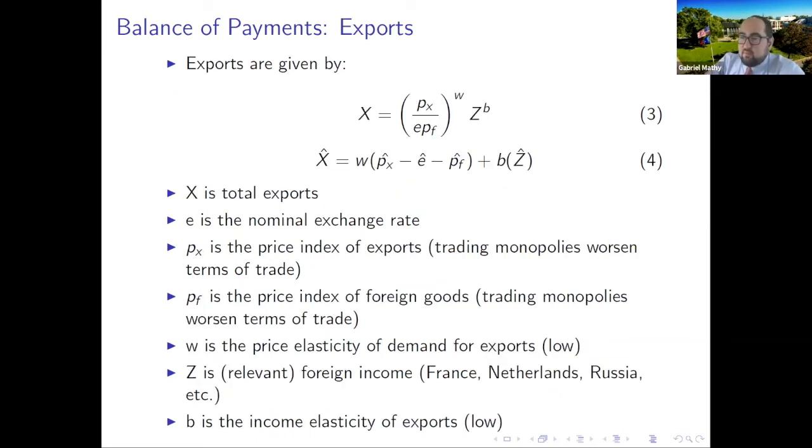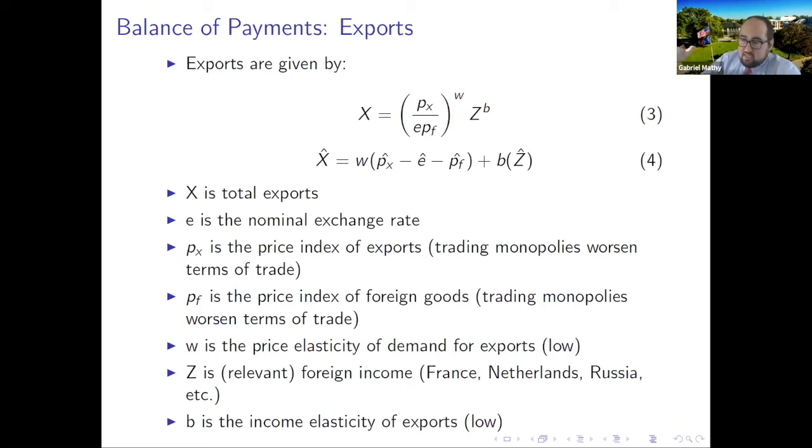How about exports? Here, we've got total exports X, E is the nominal exchange rate, the price index of foreign goods, and the price elasticity of demand for exports is W. Z is the relevant foreign income, and then B is the income elasticity of exports. Here again, things are going to be unfavorable. Essentially, they're dependent on how much demand they're getting from Europe. However much demand there is for beaver skin hats, those are going to be popular for a while, and then they won't be. Once tastes change against beaver skin hats, there's not going to be as much demand for them.